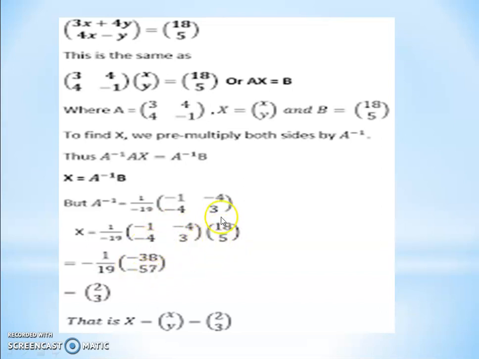Second, row with column. Minus 4 into 18, it is obviously 62, and it is 15, so 57 is our answer. Minus 57. So minus 1 upon 19, we have to divide each and every element because it is outside the matrix. So it is divide.